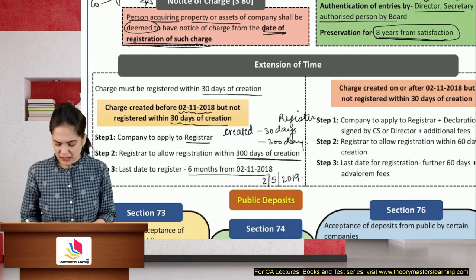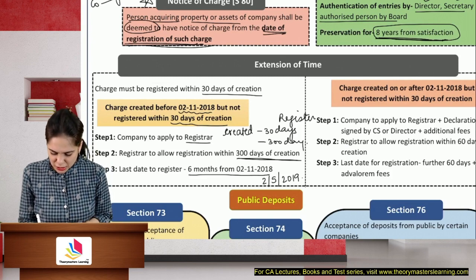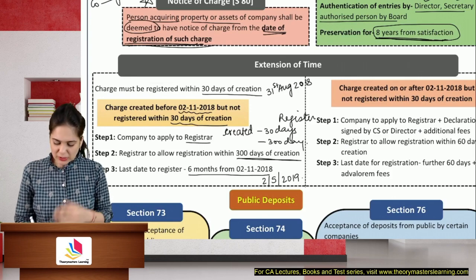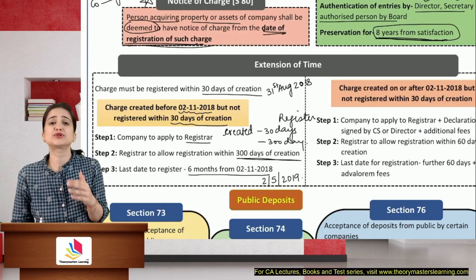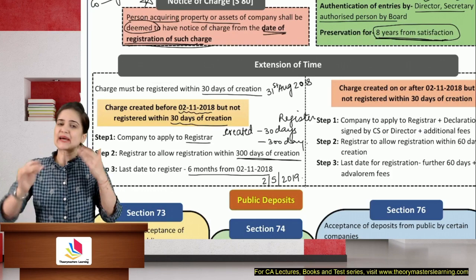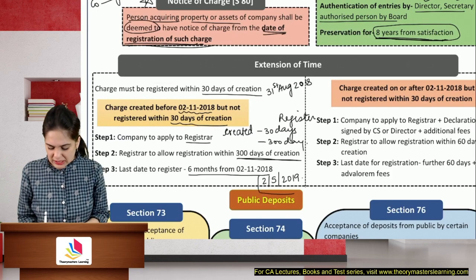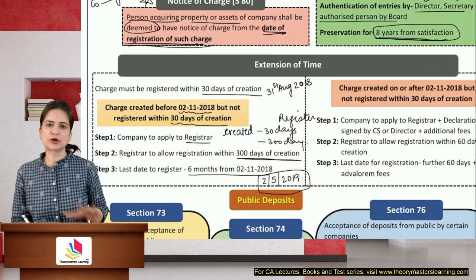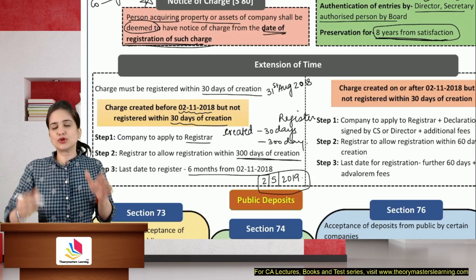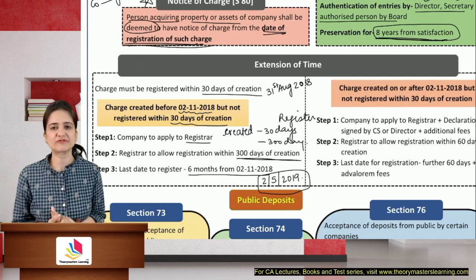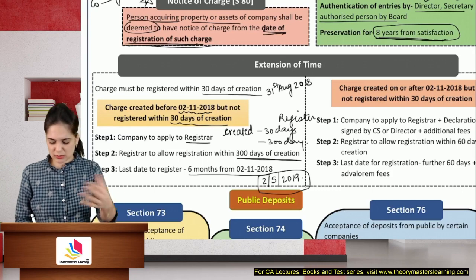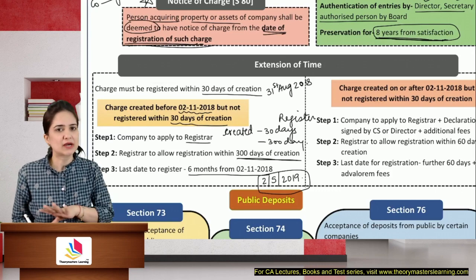Now you may think, ma'am, what if my charge was created on 31st of August 2018? You are saying that I should have registered within 30 days, but I failed to do so, so I should get another 300 days. But that 300 days will go beyond 2nd May. No, that is not possible. 2nd May is the last day. So your last day will be considered as 2nd May. You will not get the extended time limit of 300 days. So 300 days or 2nd of May, whichever is earlier.